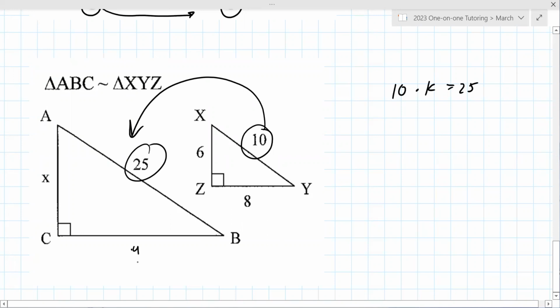I might as well have you do both here. So I'd like you to find x and y for me, please. 6 times 2.5 is 15. Good. And then 8 times 2.5 is 20. Good.